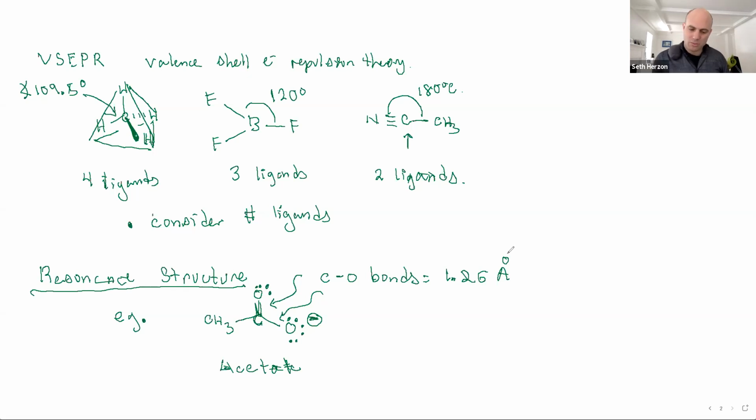Those CO bonds experimentally are 1.26 angstroms, okay? So how can that be? So I've got a single bond to one oxygen and a double bond to another. How can they have the same bond lengths? We know that as you increase the number of bonds between atoms, they get tighter and tighter together. And the answer is that that's not really the case. You don't have a single and a double. In fact, you have something that's somewhere in between for both oxygens, and we can show that with our resonance structure.